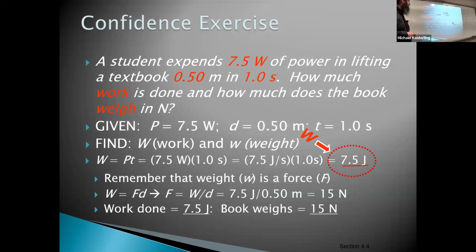Work will be power times time, so 7.5 watts times 1 second, which gives us 7.5 joules. There's 7.5 joules of work lifting this book. And work is force times distance, so the force will be work divided by distance. So 7.5 joules divided by 0.5 meters gives us 15 newtons. Sorry, the book weighs 15 newtons: he applied 15 newtons of force to do that 7.5 joules of work.